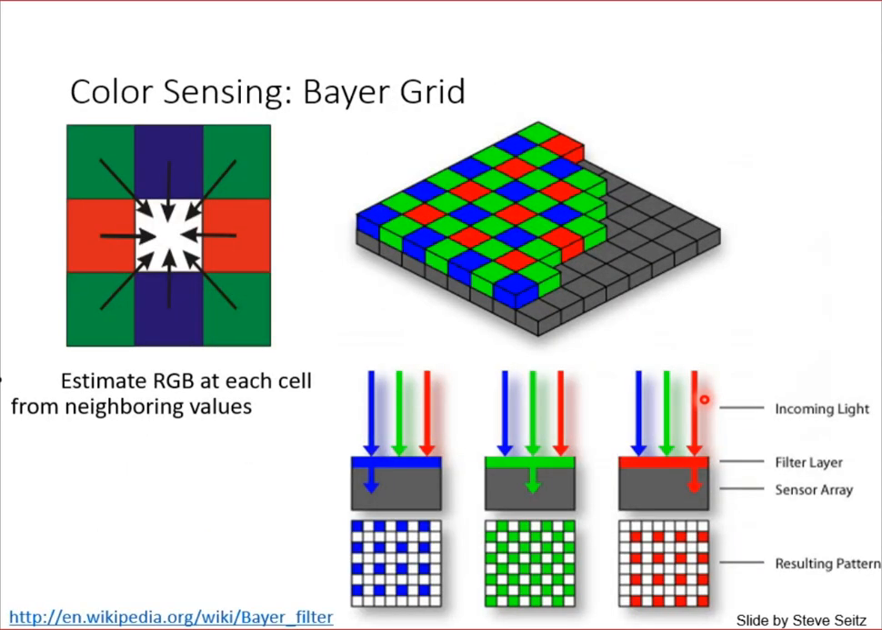Okay, so this is the other filter on the CMOS sensor. There are several possible patterns, and the most widely used is the Bayer pattern. It means for every four cells, two of them are green, one is red, and another is blue.